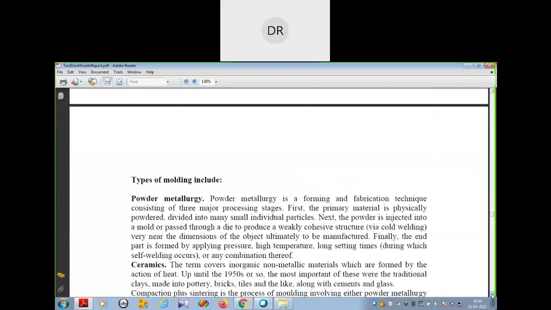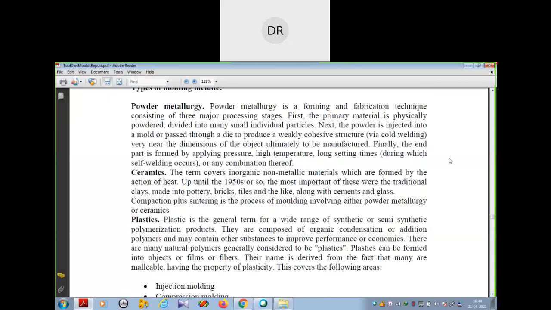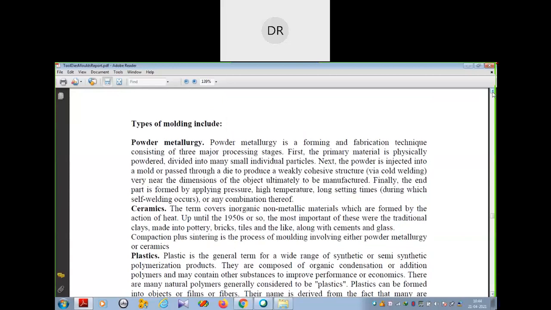So what are the types of molding? One is powder metallurgy. So what is powder metallurgy? Powder metallurgy is also a forming and fabrication phenomenon. It has three major processing stages. What is the first stage?